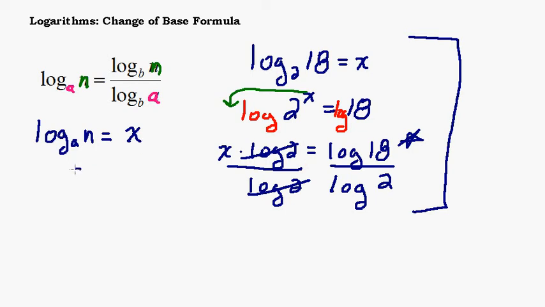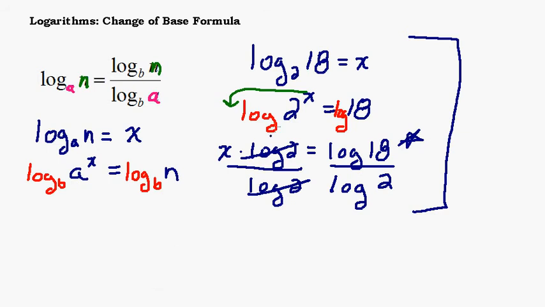So I would get a to the x equals n. That's exactly what I did over here first. Then the next thing I did was take the log of both sides. I did log base 10 over here, but you could take the log of any base you want. So I'm going to do log base b on both sides. I didn't leave myself a lot of room. Let me erase this so I can put that in there.